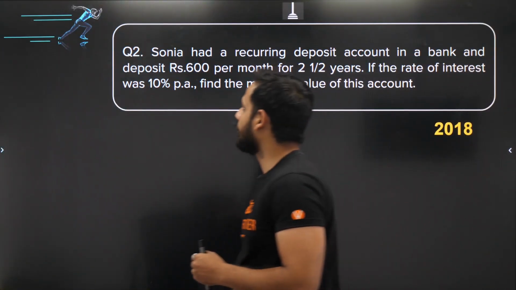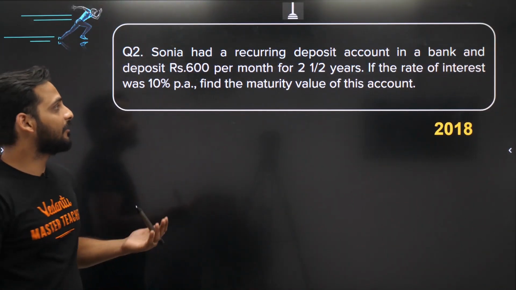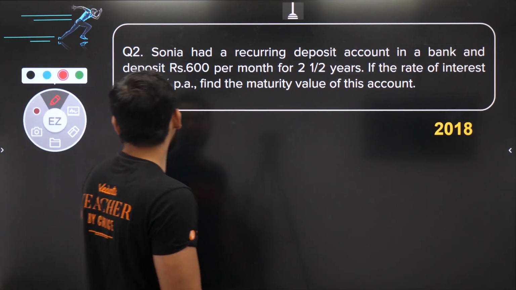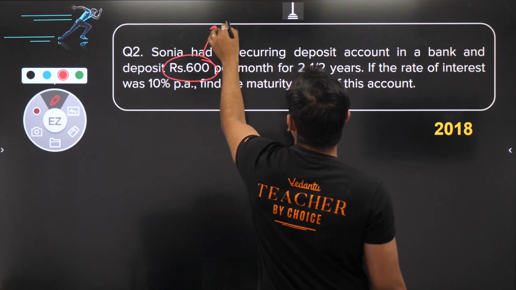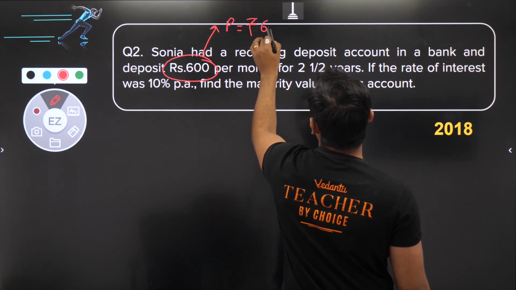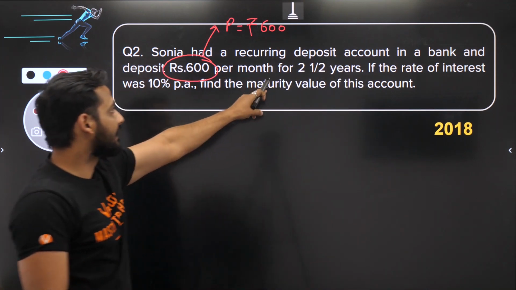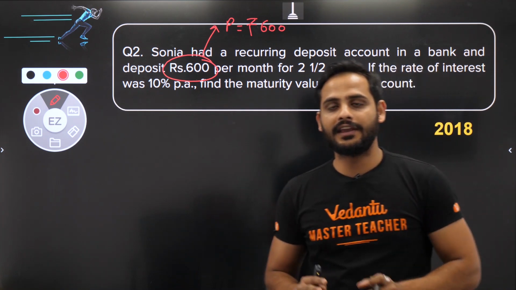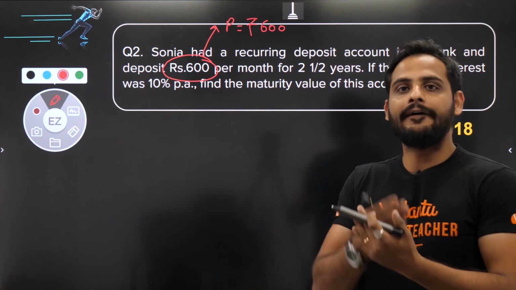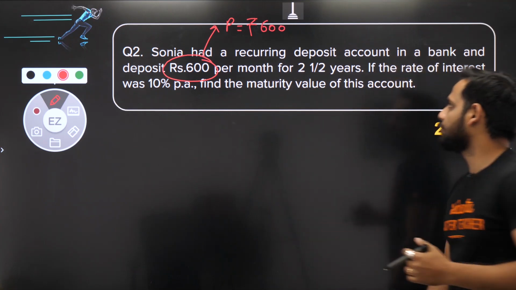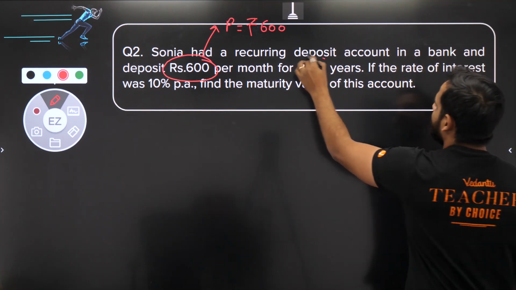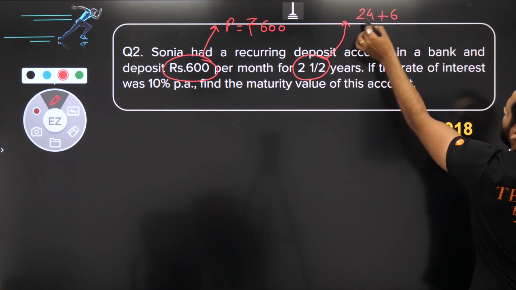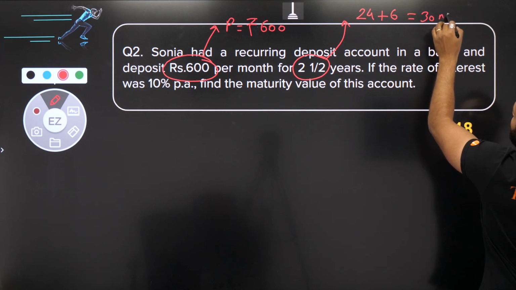So the next question we have is what? Sonia had a recurring deposit in a bank account and deposited rupees 600 per month. So I can say that's my P, rupees 600. The time duration they have given is 2.5 years. You remember, bachon, very important that in this case the time duration always has to be in months. So how do you convert 2.5 years into months? In 2 years there will be 24 months, and in the half year there will be 6 months. So 24 plus 6 is 30 months.